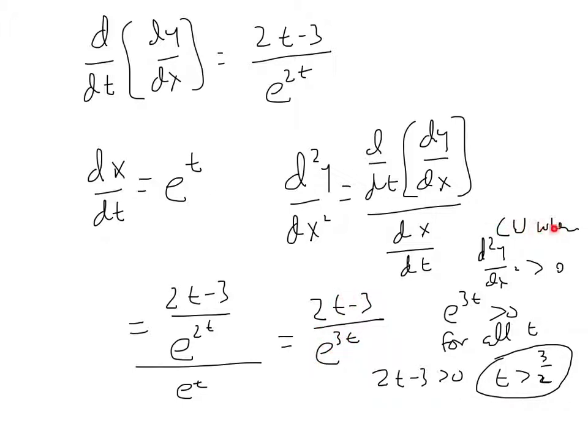Now we're supposed to find when this thing is concave upward. Well, it'll be concave upward when the second derivative is positive. So when d2y/dx2 is bigger than 0. Well, e to the 3t is always bigger than 0 for all t, because we have a positive number that we're raising to a power, and we can never change the sign of that with an exponent. So really all we're concerned with is when is the numerator bigger than 0, and solving for t, we just have that happening when t is bigger than 3/2.